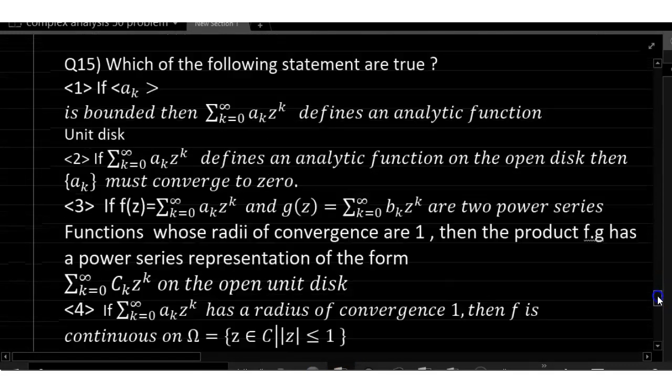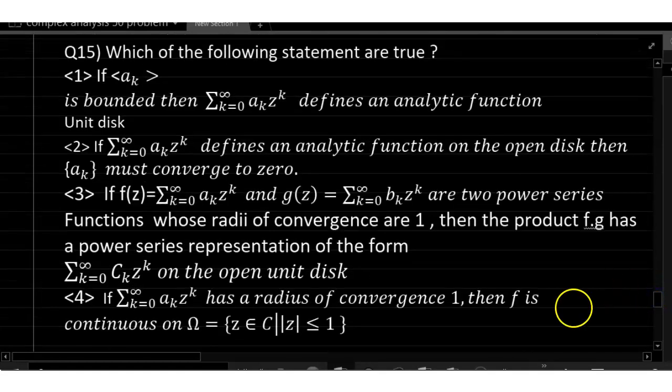Next friends, we are going to discuss question number 15. Which of the following statements are true? If ak is bounded, then the sum of ak z to the power k defines an analytic function on the unit disk.